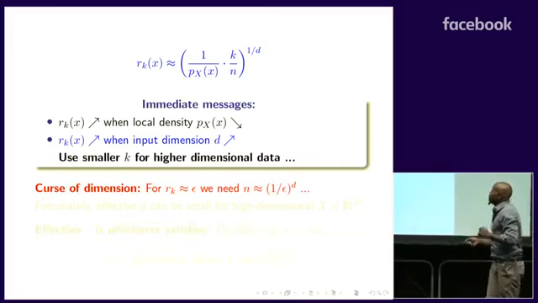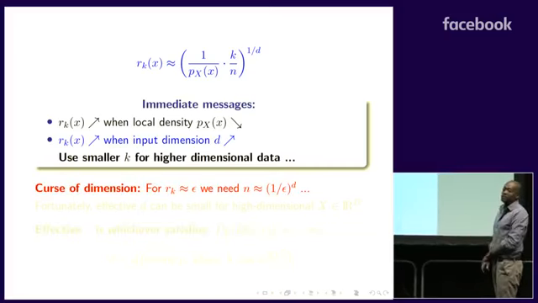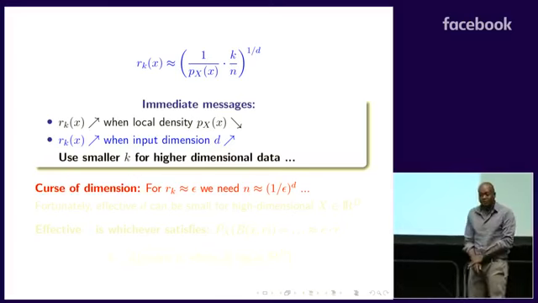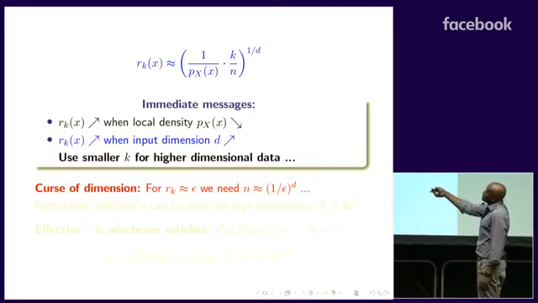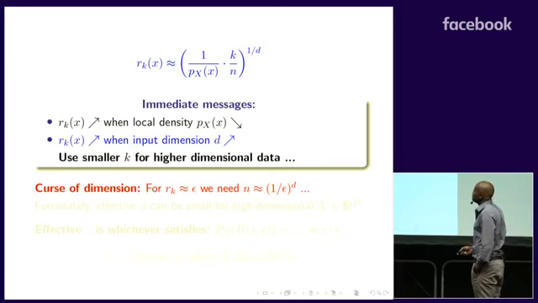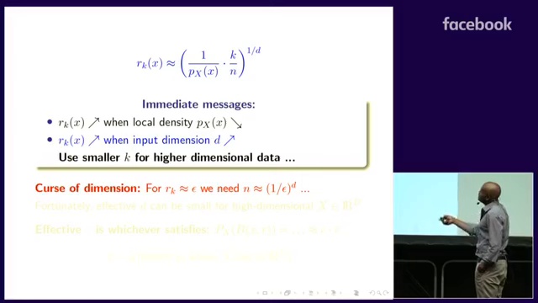One other message we get here right away is the curse of dimension. The famous curse of dimension for nearest neighbors. So how do we see it? Suppose you want Rk of x to be very small, let's say this small. Then you automatically can see by just inverting that you need n to be exponential in the dimension.